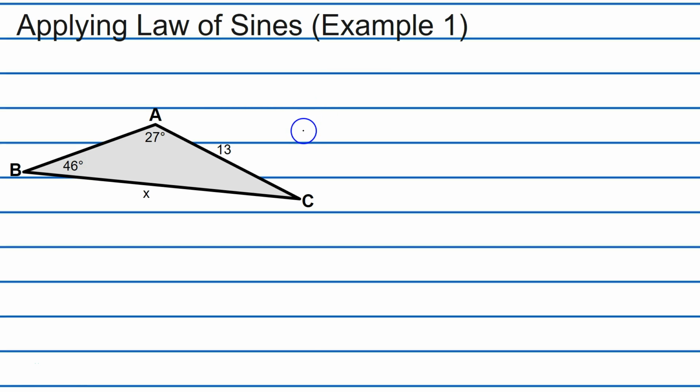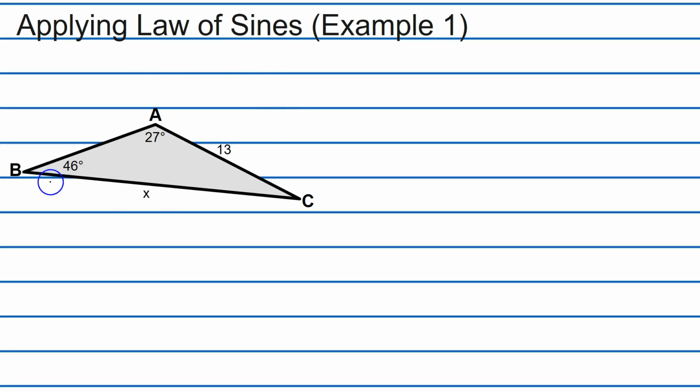Alright, so let's try this example here. First of all, I have an angle, and the side opposite in this case is x, but let's check over here. 46, we have an angle, and we have a side. Therefore, we can use the law of sines.